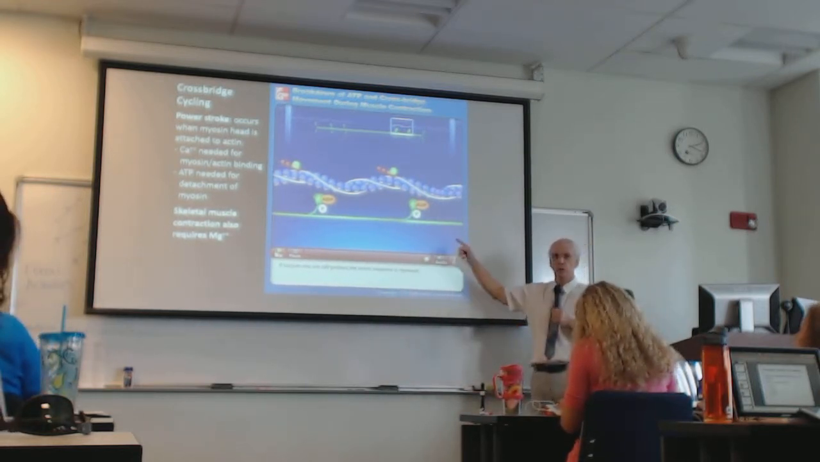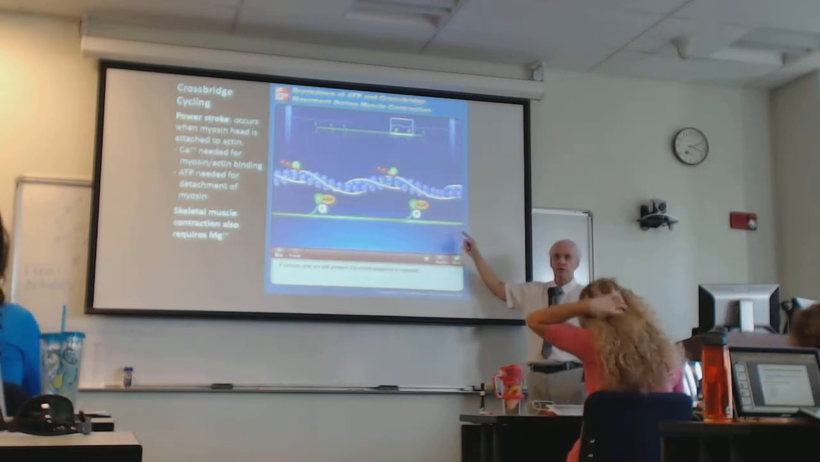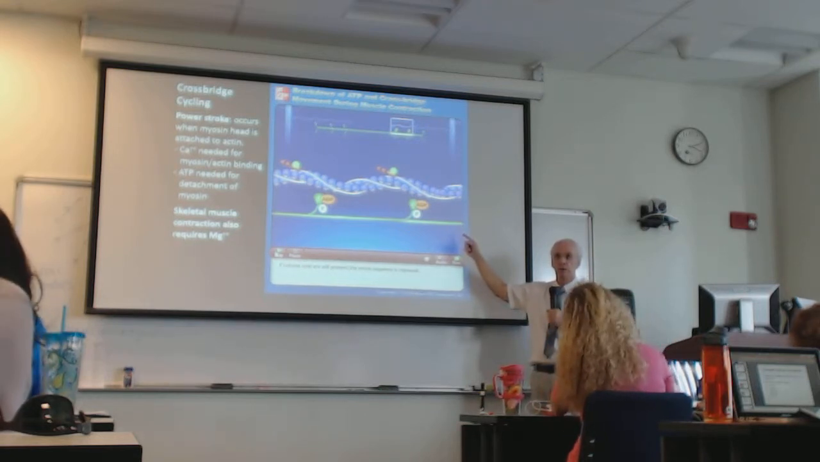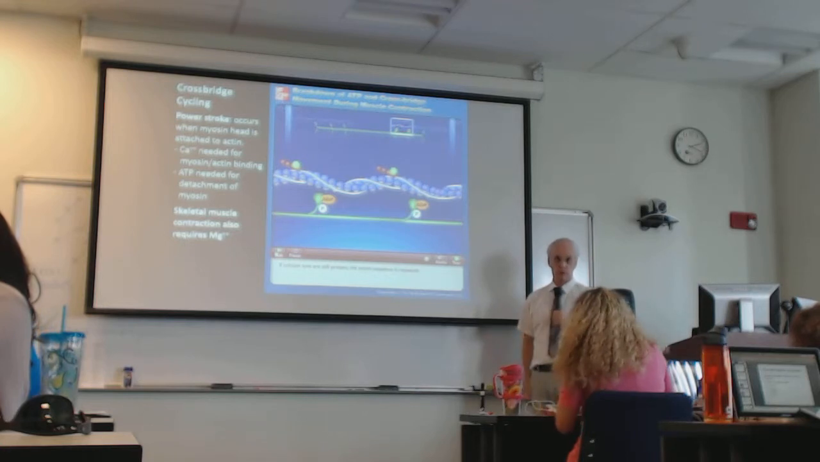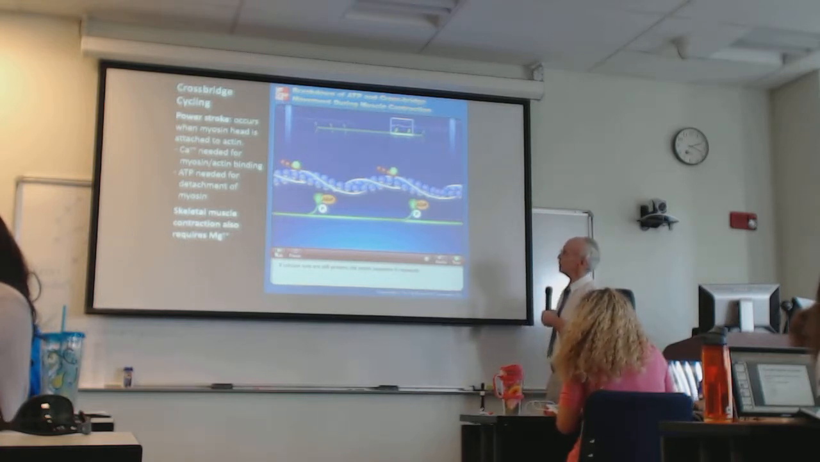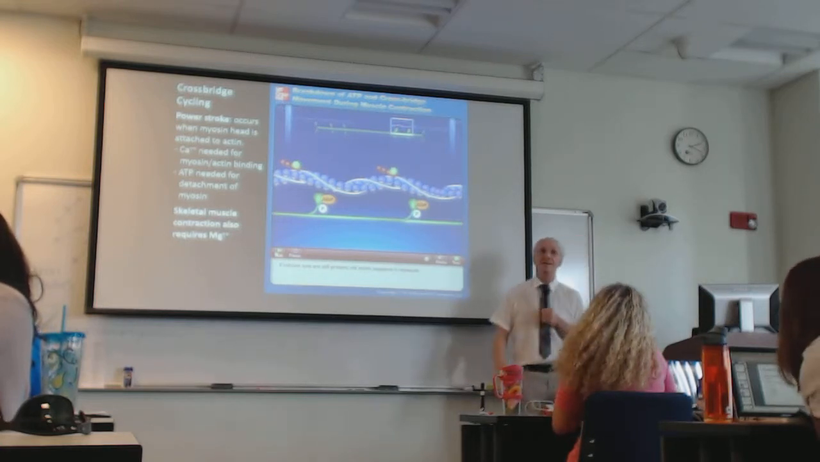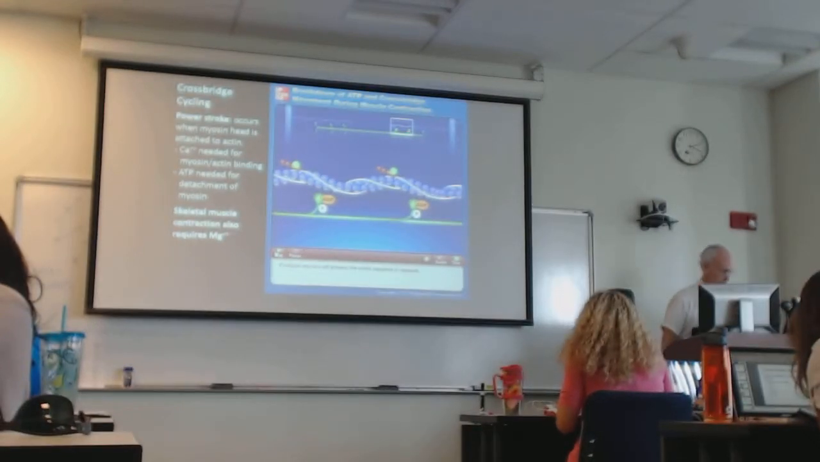And there's one more thing. What happened when the ATP attached? It detached. All right. So strictly speaking, ATP is also necessary for detachment of the myosin cross-bridge head from the actin.